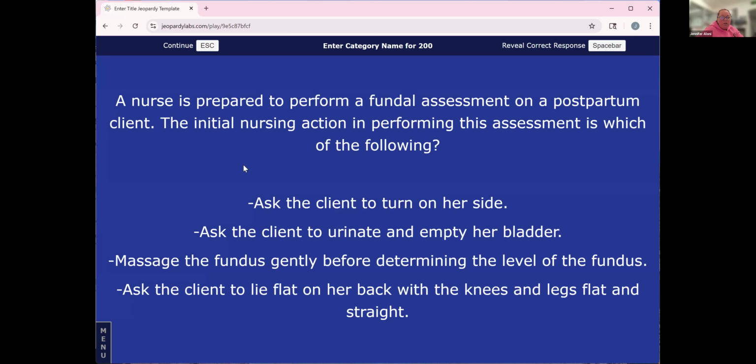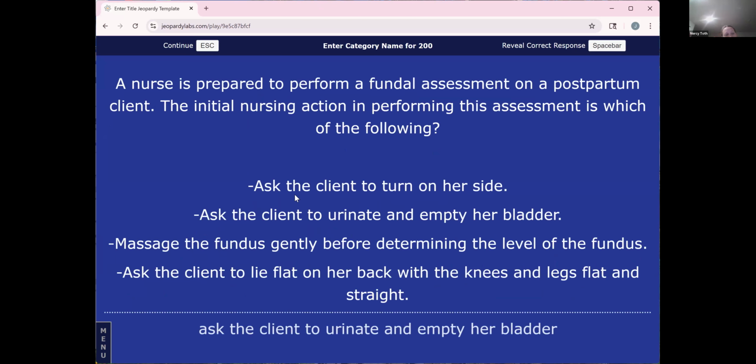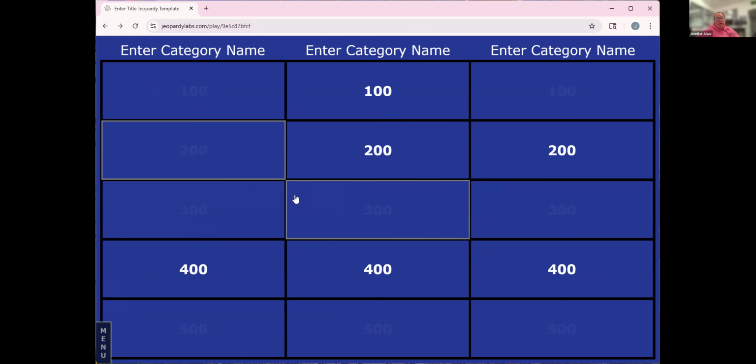Well, we could, but when we're doing the assessment, sorry, I misread it. The initial nursing action in performing this assessment, what are we going to do? What did Keyshawn tell us is always the answer? Massage the fundus. Oh, so I misread it the second time. Why do we have to have them urinate? If the bladder's full, what's that do to the uterus? It kind of pushes it up. Pushes it up, pushes it over, right? Because it's full. It's like a balloon. All right, good question there. Go for it.